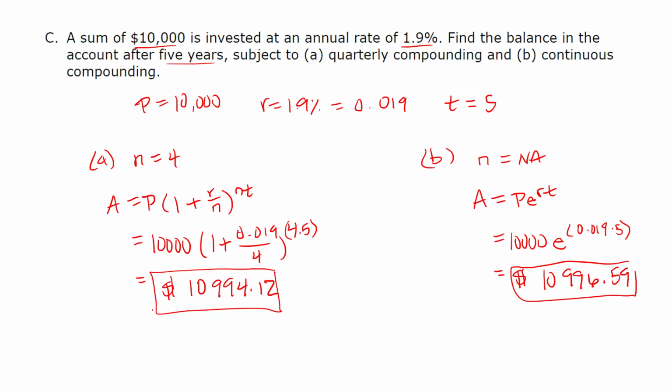Okay, so if we needed to choose, although this problem doesn't state, it just asks us to find the balance. If we were to choose which one would be the better investment, we would say that the better investment is the 1.9% continuously compounded. So this one right here would be the better investment. Awesome.